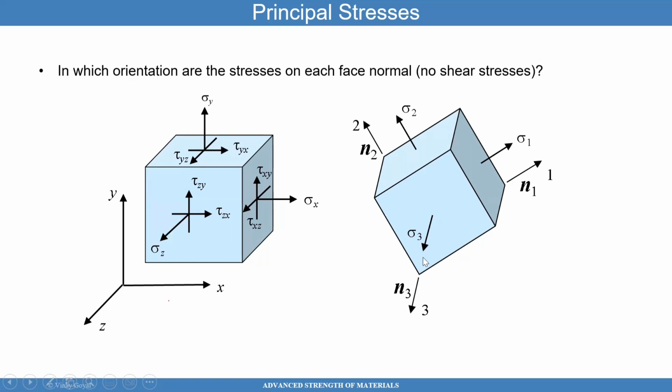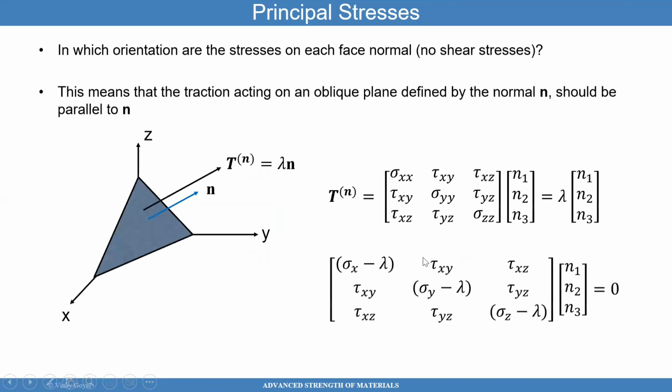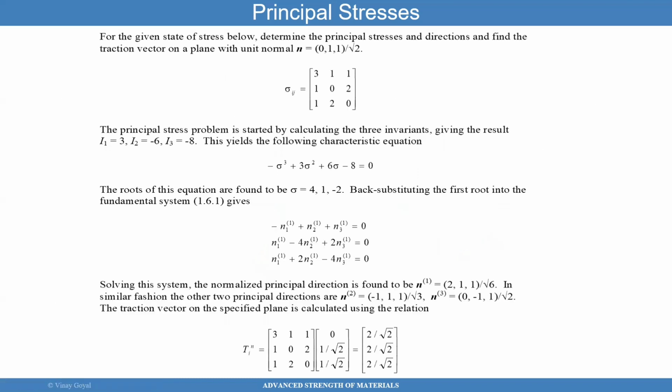N3, and sigma 3 is the magnitude of that, for example. And so I give an example of providing a stress field. I showed you that you subtract lambda from the diagonals, then you do the determinant, and you get this characteristic equation. And then we find the three roots that can then be substituted back. One of them can be substituted back to get these three equations.